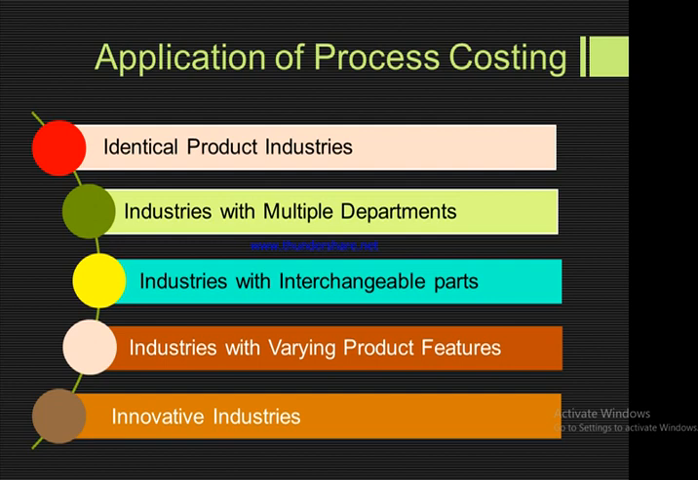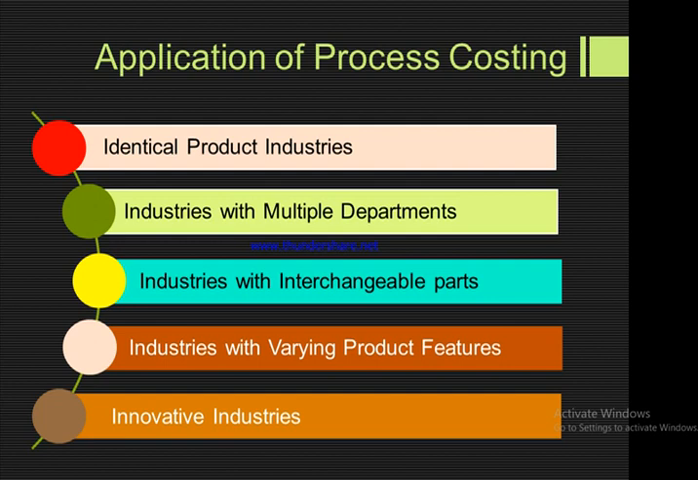Industries with interchangeable parts. When I speak about industries with interchangeable parts, basically a product which is manufactured, if it gets worn out, obviously needs to be replaced with a different part. In such cases, you can again use process costing techniques. Industry with varying product features.